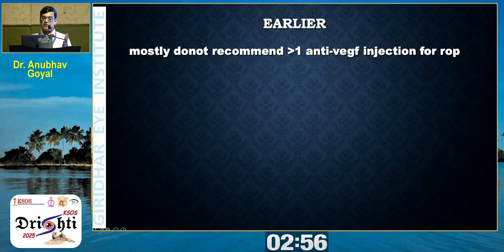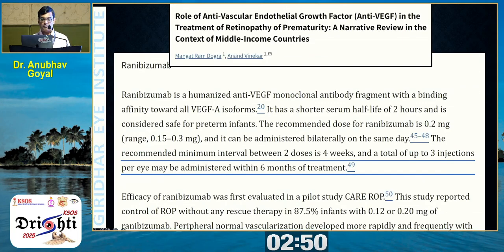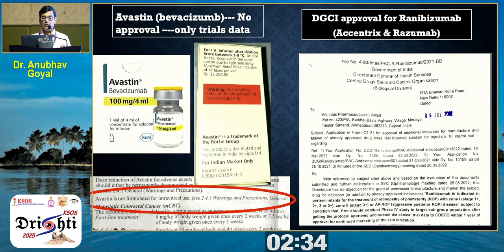Earlier understanding was that you give one anti-VEGF, and if recurrence is there, give laser. But now the understanding is slowly changing. You can give more than one anti-VEGF. A paper shows that you can give 2 doses as early as a 4-week interval, and can give a maximum of 3 injections in 6 months of treatment. And 67% of 8 doctors say in a survey that you can give injections to both eyes at the same time, on the same day. So Avastin and ranibizumab are the 2 preferred anti-VEGF drugs in ROP.